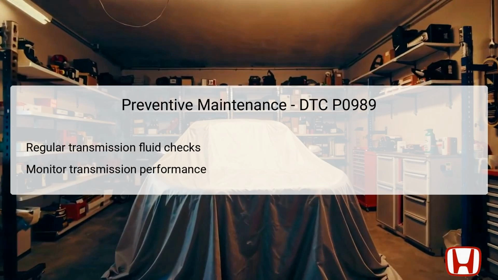Preventive maintenance is essential in keeping the transmission system, including components associated with DTC P0989, functioning optimally. Regular checks of transmission fluid levels help ensure that the hydraulic systems receive adequate lubrication and pressure. Technicians should monitor the condition of the fluid for any signs of contamination or degradation, as this could negatively influence switch performance. Additionally, observing the vehicle's transmission performance during regular inspections can catch potential issues early.